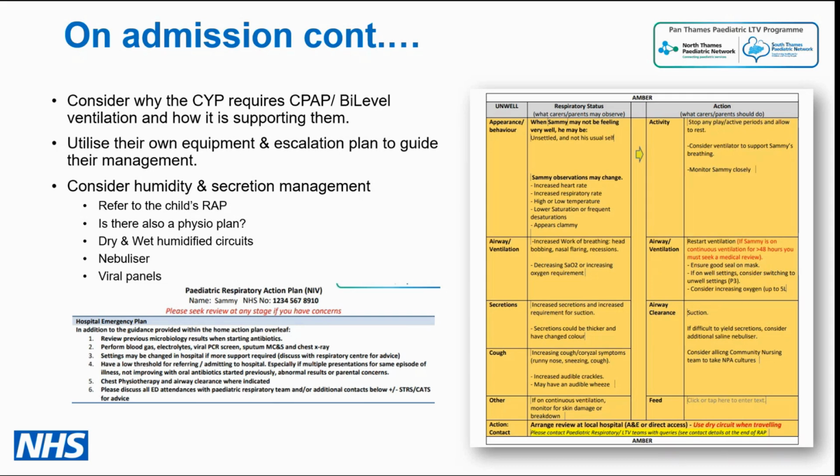Circuits are really important. Our children are discharged with 2 circuits, one dry and one wet. The dry circuit is used for travel and transport. So if your child does come in with a respiratory illness and they are on their dry circuit in the ED, we need to get them into an environment as quickly as possible where they can be put onto their wet humidified circuit, because it really will aid their secretion management, as well as providing any nebulizers, etc.